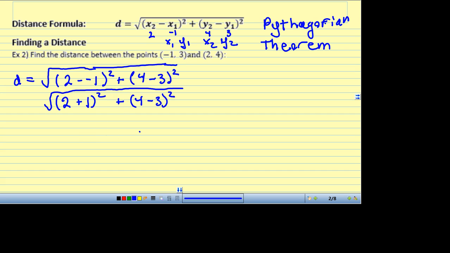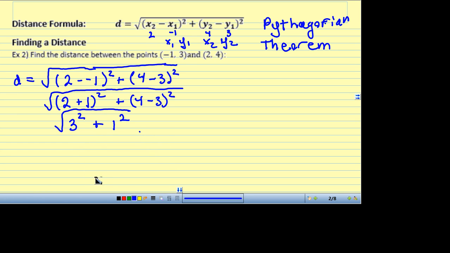So 2 plus 1, quantity squared. Hopefully my students are listening and they're all yelling out, 3, quantity squared. And now 4 minus 3, quantity squared. If you're listening, you're yelling out, 1, quantity squared. Okay? Don't forget, under square root.